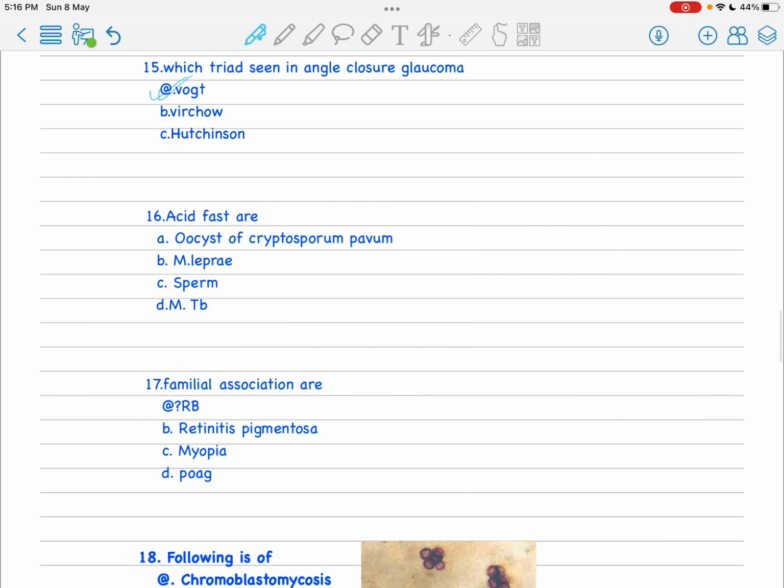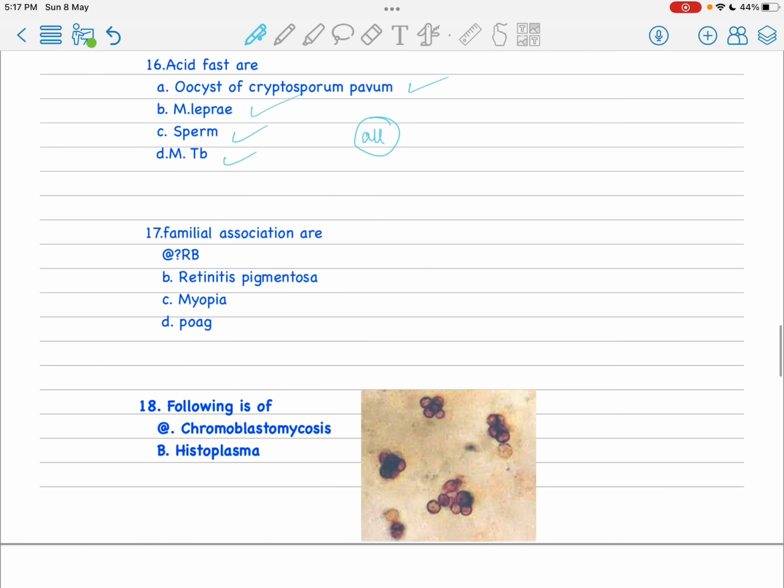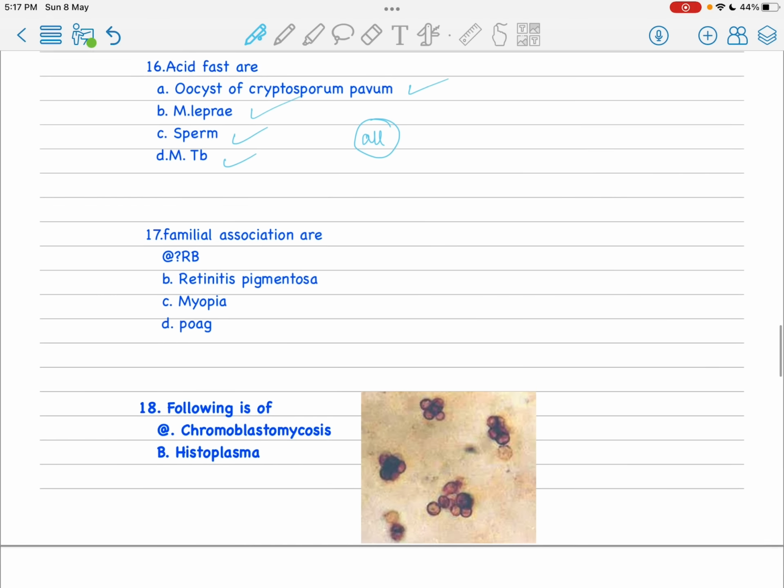And this is also a multiple answer question, okay, and acid first or oxytocin is true, microceptor true, sperm true, so all is the answer. Okay, acid first, just you have to remember what the others are, please go through that.